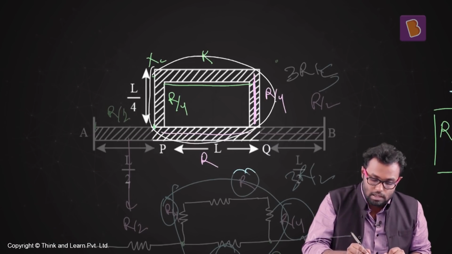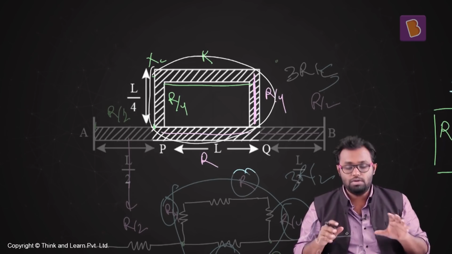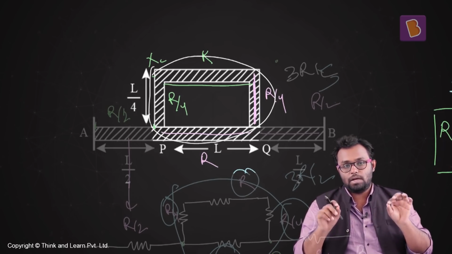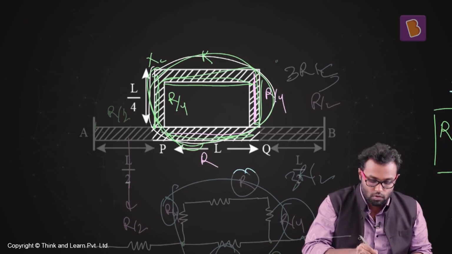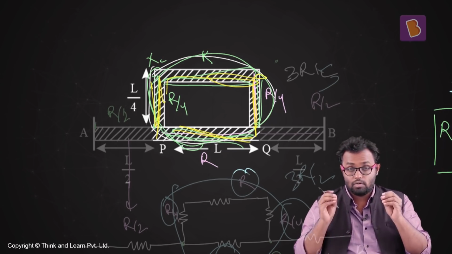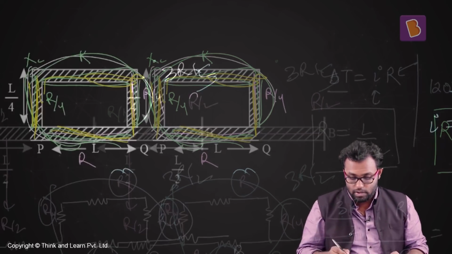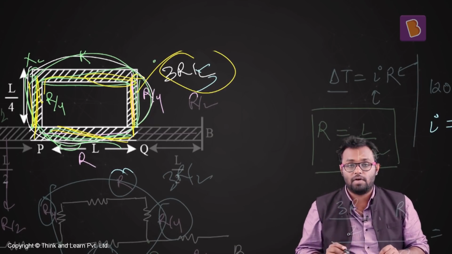So for that I'm going to be a little smart, and I'm going to say that I know the equivalent resistance between P and Q. Between P and Q, that is these whole things, these all resistances combined, 1, 2, 3 and this 4, have an equivalent resistance of how much? 3R by 5. I had just found it out, 3R by 5.